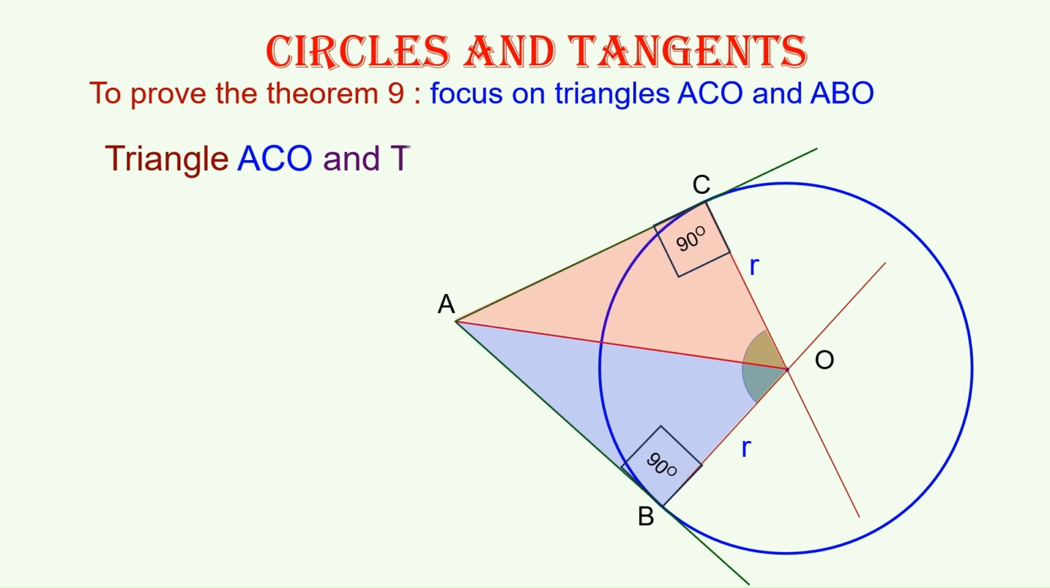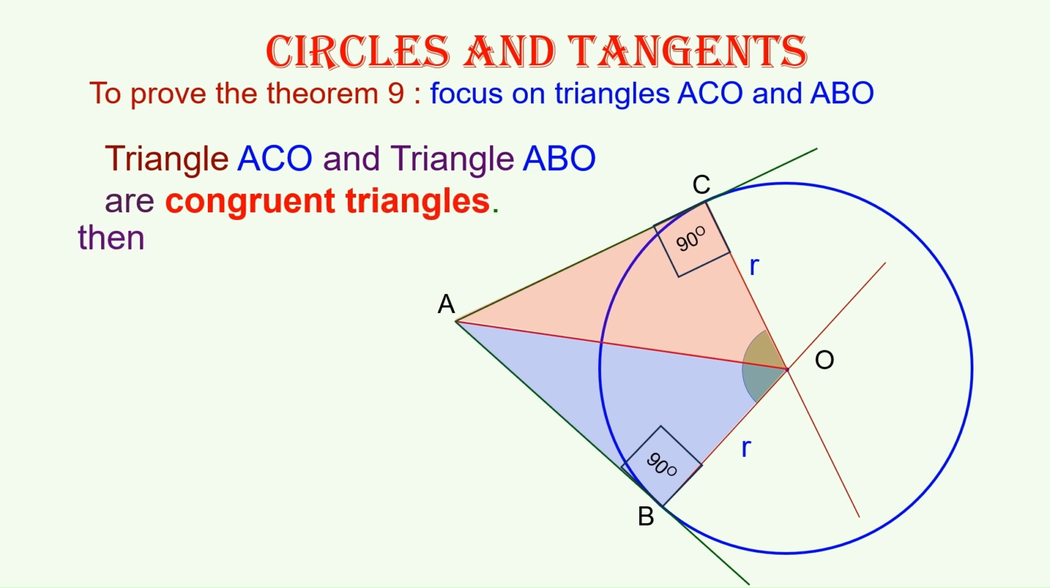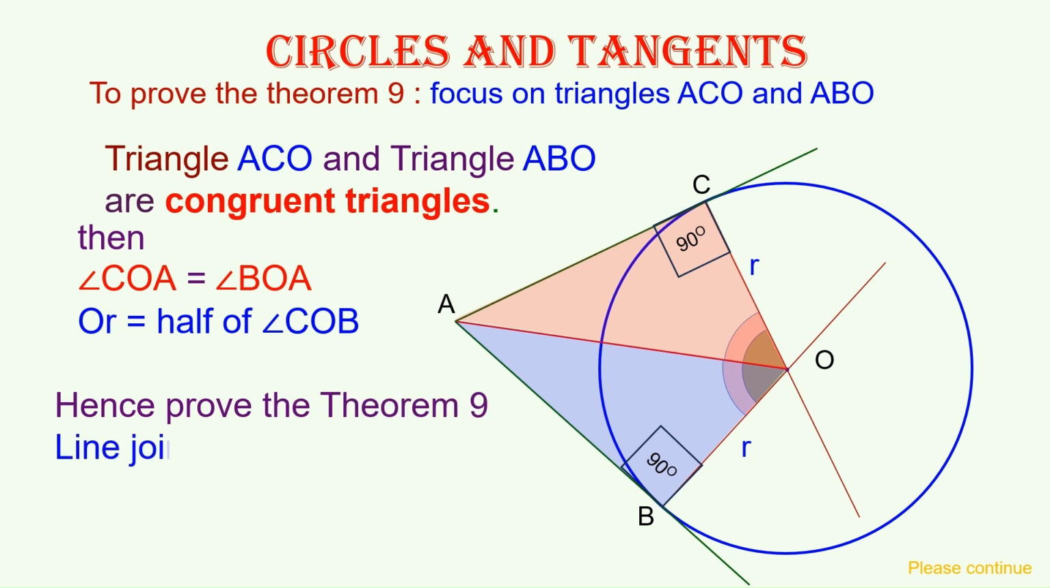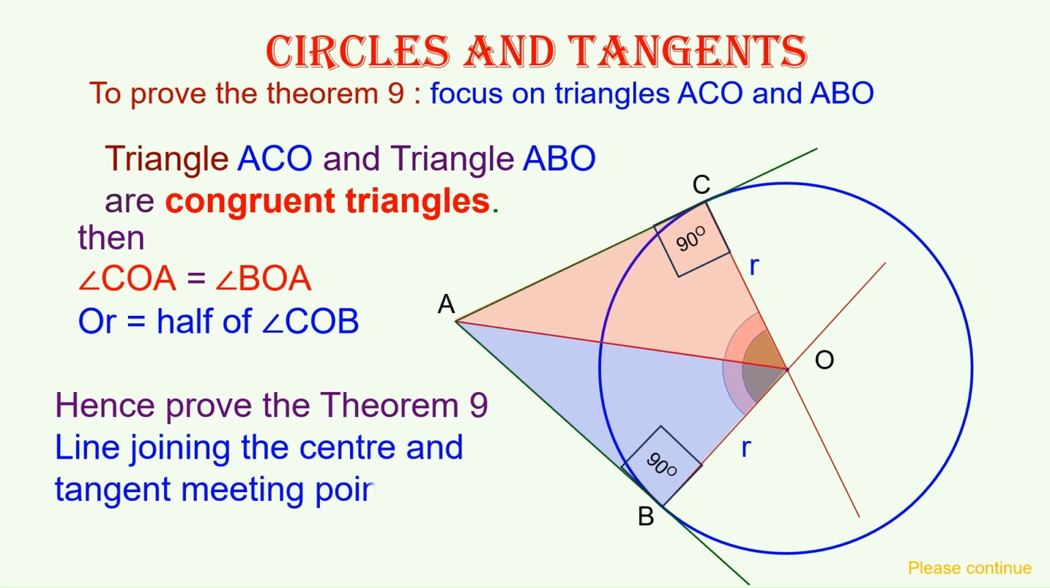To prove theorem 9, again we see triangle ACO and triangle ABO are congruent triangles. Then, angle COA equals angle BOA, or equals half of angle COB. Hence prove the theorem 9, line joining the center and tangent meeting point bisect the angle between the radii.